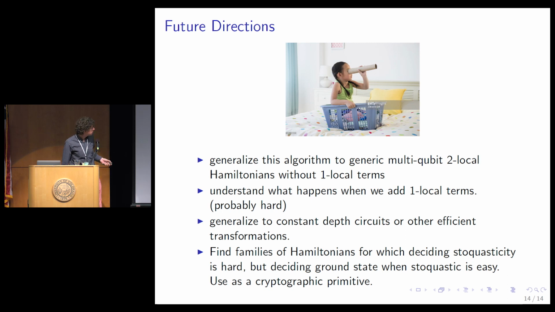In terms of future directions, we'd like to generalize this algorithm to a generic multi-qubit 2-local Hamiltonian without any 1-local terms. We'd like to understand what happens when we add 1-local terms, and our expectation is that this will probably make the problem quite hard. We'd like to consider generalizing to constant depth circuits or other efficient transformations besides local unitary transformations. And this last point Milad talked about a bit, so I won't repeat it. Thank you.